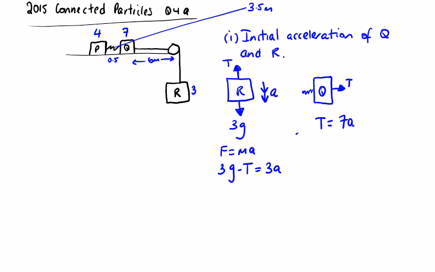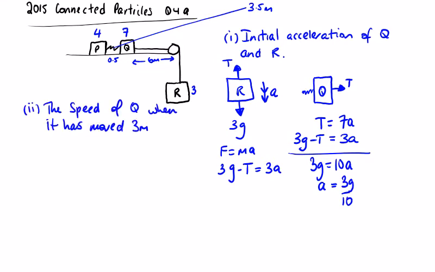So if we write this one up here, 3g minus T is equal to 3a. We're going to get 3g is equal to 10a. So a, the initial acceleration, is 3g over 10. We can leave it like that for now.